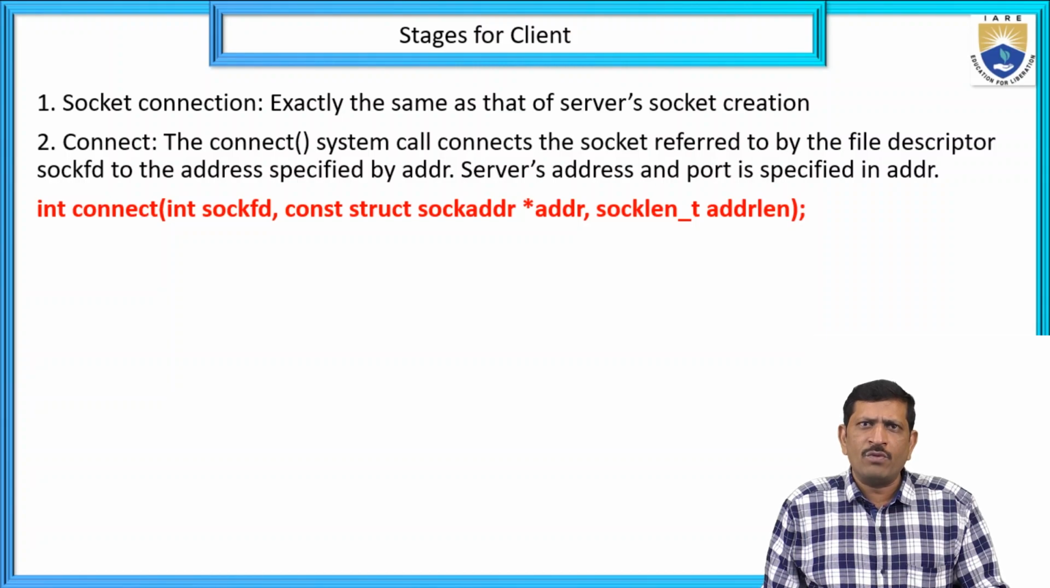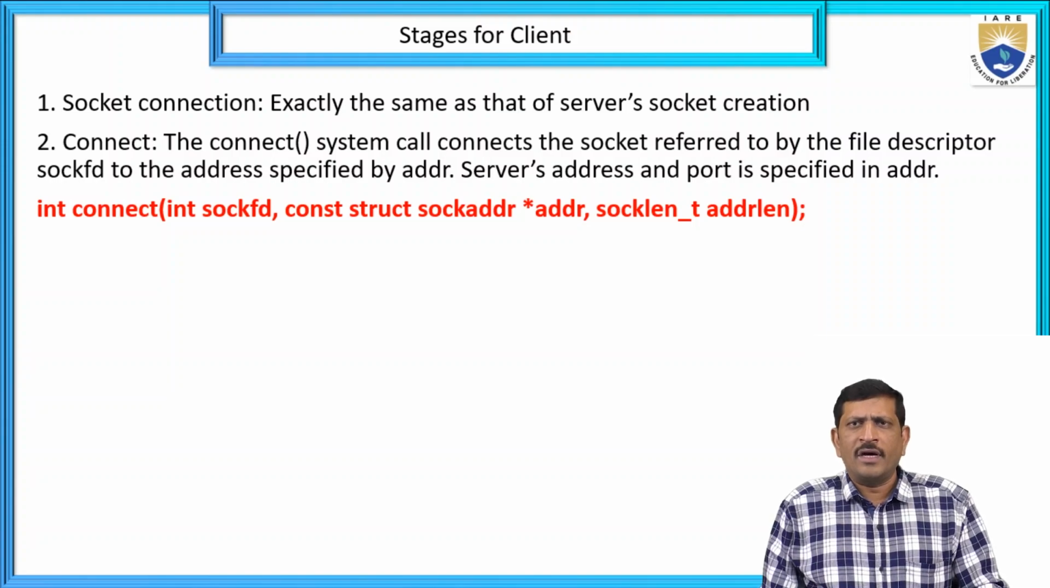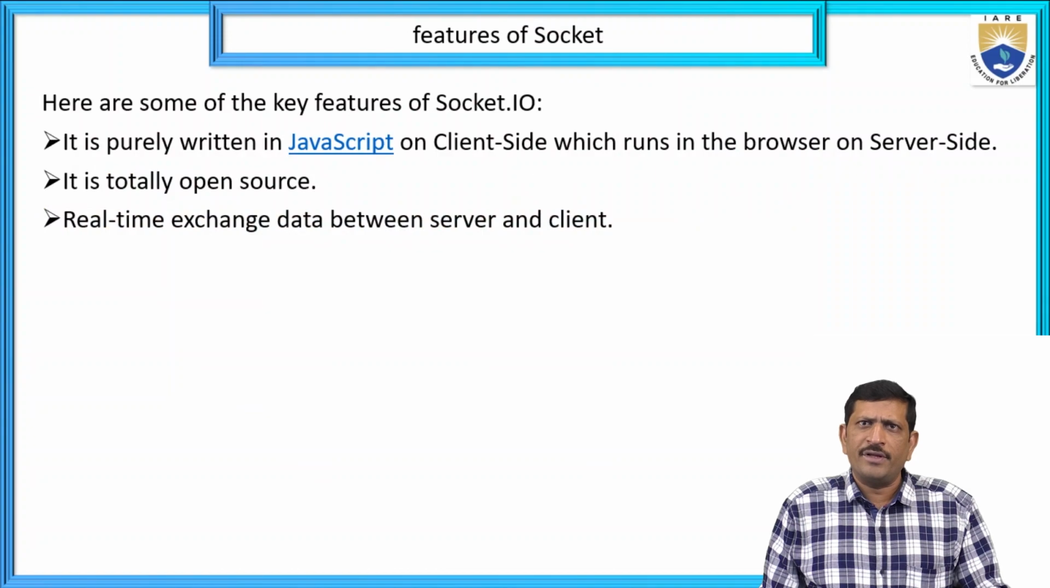The code for this is int connect(int socket FD, const struct sockaddr pointer, socket length), which can be specified at the client side. With this, the client socket establishes the connection to the server. Once the connection is established from client to server, the data can be transferred.